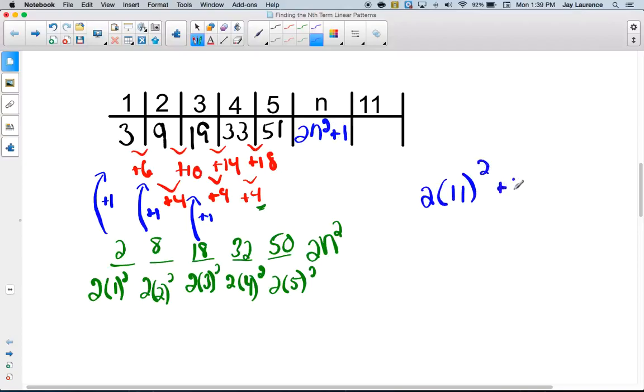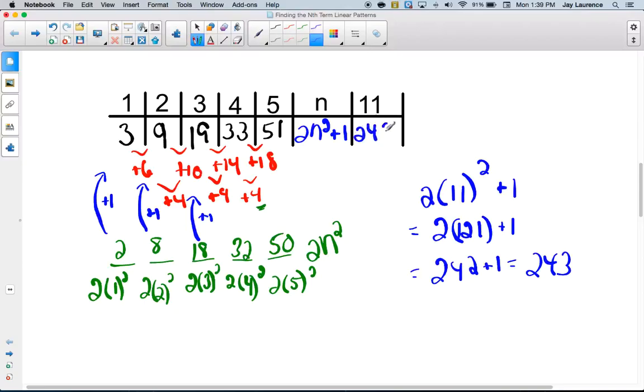All right, to do the 11th term, I'm going to do this. Square it, I'm going to add 1. Order of operations, so important. 2 times 121 plus 1. So that's going to be 242 plus 1 is going to be 243. 243 is the 11th term in the sequence, and I didn't have to go and figure out the first 10 terms.